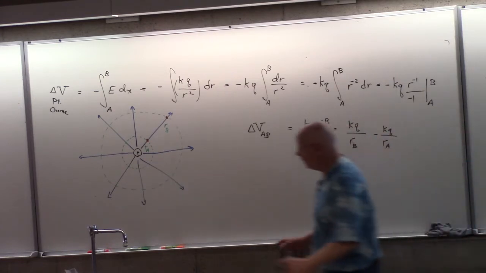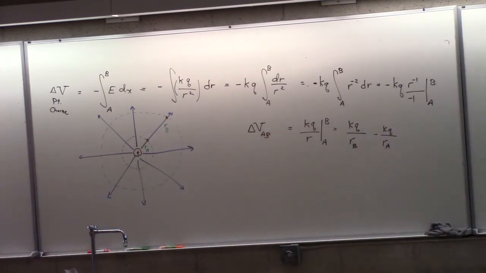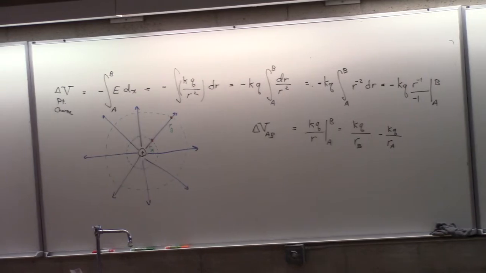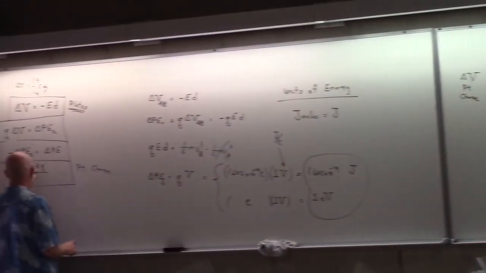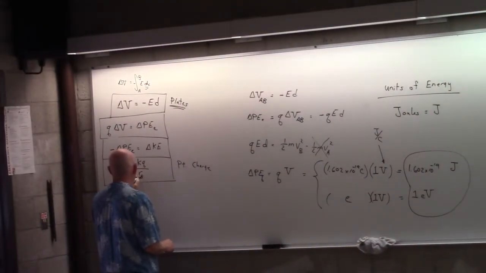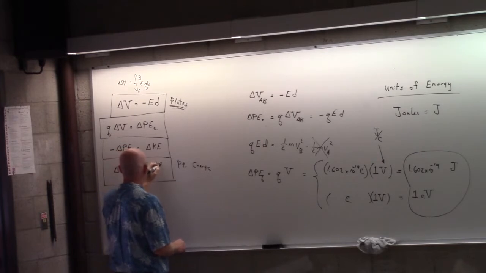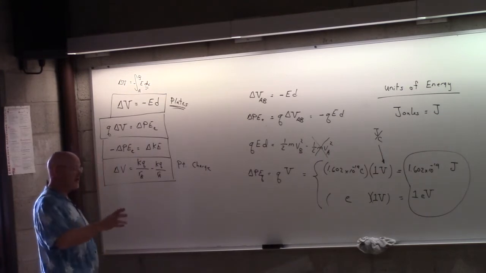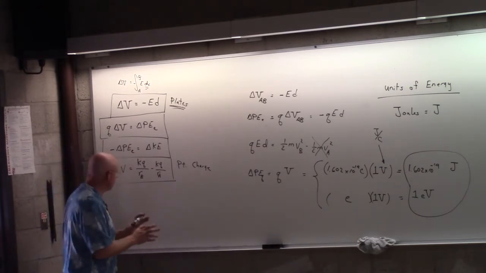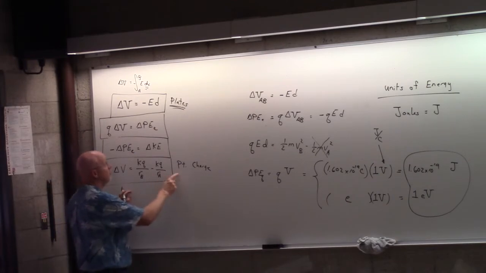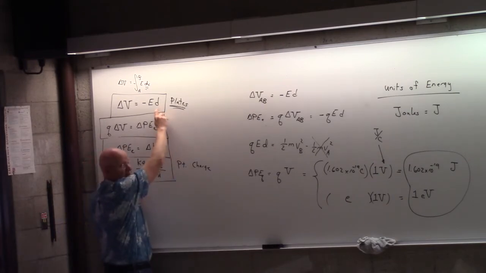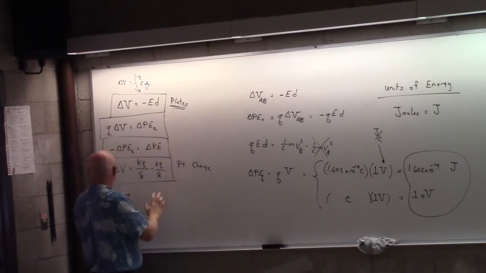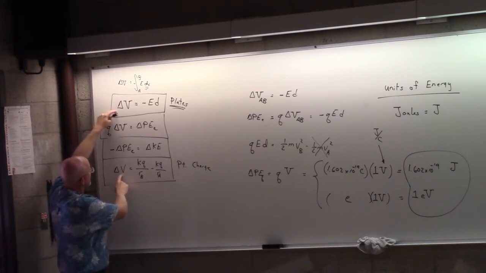Let me put it over here in this chart. So this is KQ over RB minus KQ over RA. Now again, let me emphasize, we derived this for a point charge. So this would only work for a point charge. That's where I'm going to put point charge. And this would only work for the set of parallel plates. So these are not interchangeable.